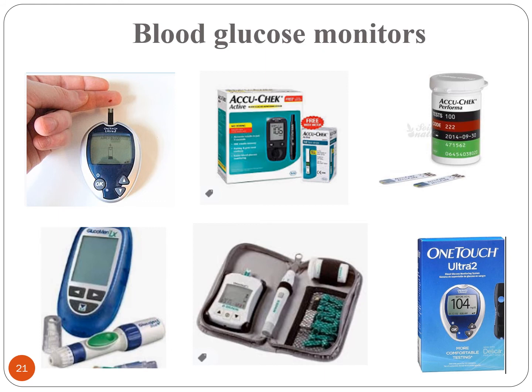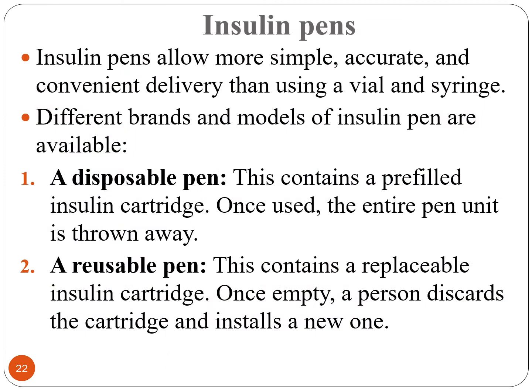These are different types of blood glucose monitors. We have Accu-Chek and GlucoMen, One Touch, Ultra Touch. There are many different devices that monitor blood glucose. Also, we have insulin pens. Insulin pens allow more simple, accurate, and convenient delivery than using a vial and syringe.